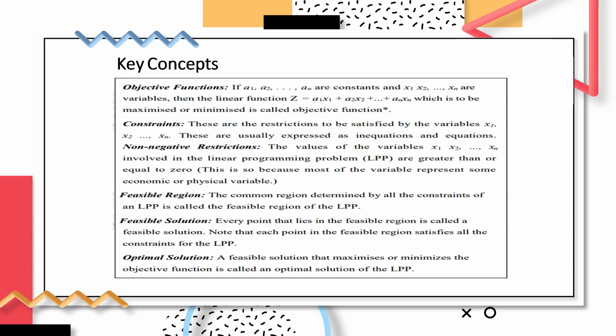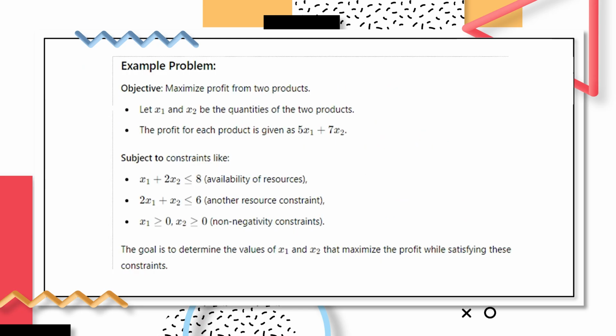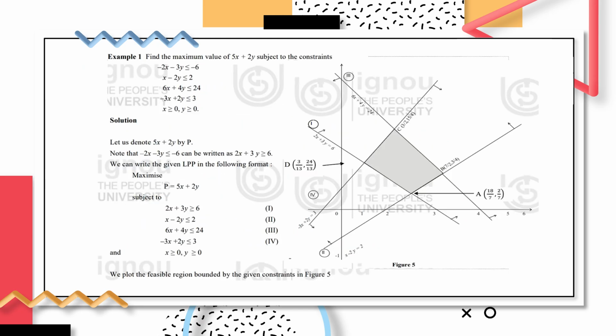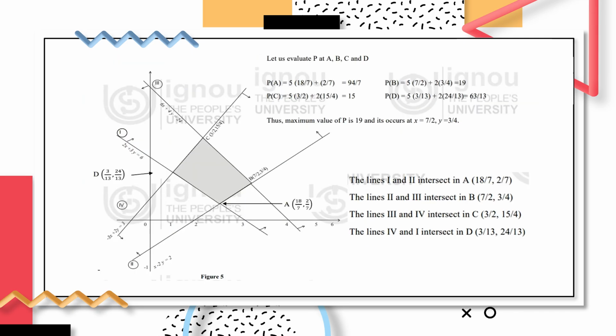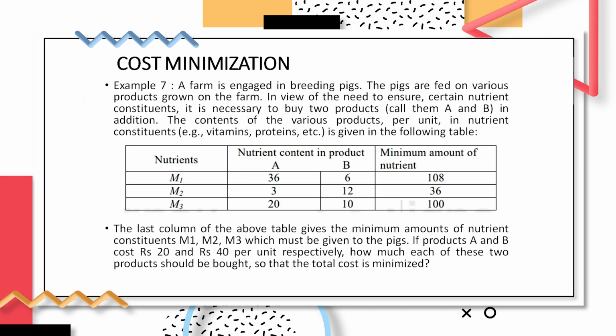We discussed concepts like objective function, constraint, non-negative restrictions, feasible region, feasible solution and optimal solution also. Example problems were given and the examples were solved. The mathematical formulations were discussed: how to apply the linear programming technique to solve physical world problems, and how to apply the concept of linear programming to solve problems of cost minimization also.